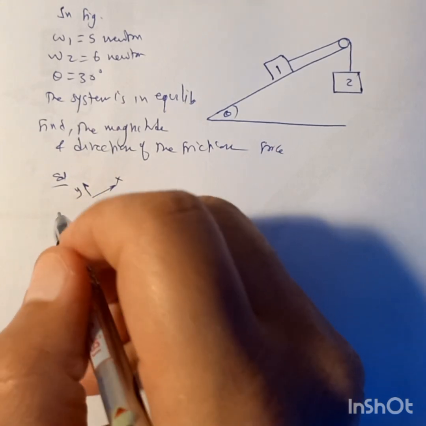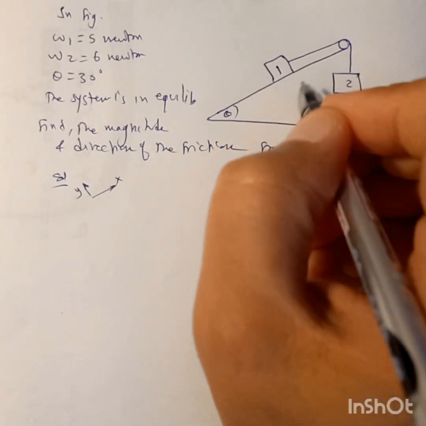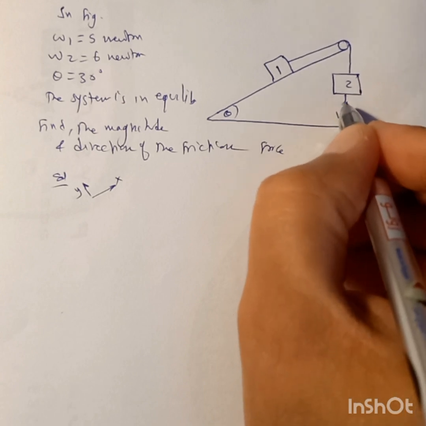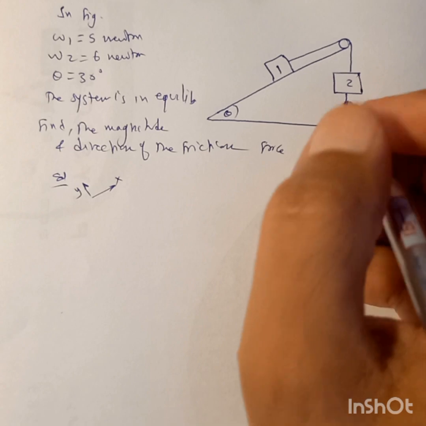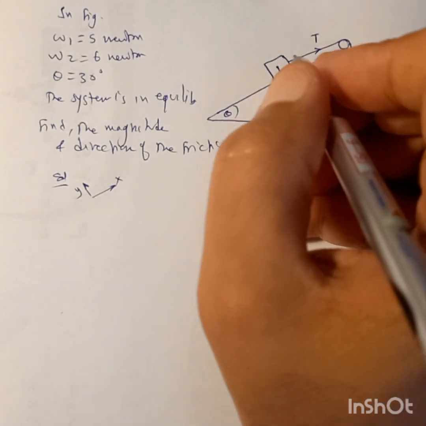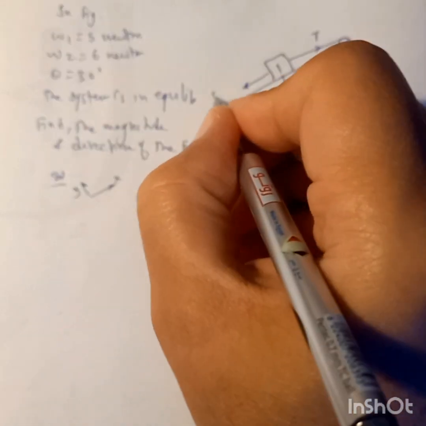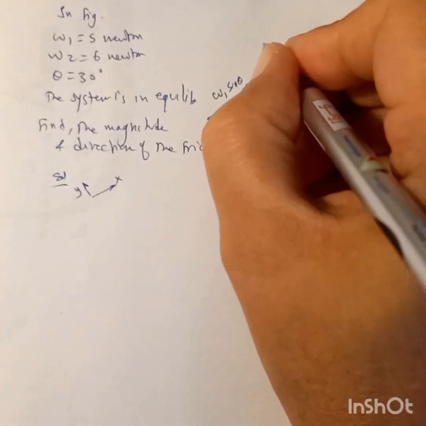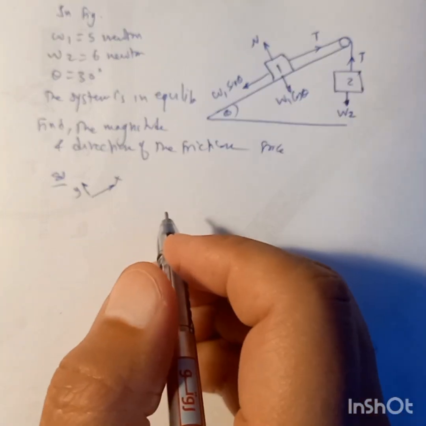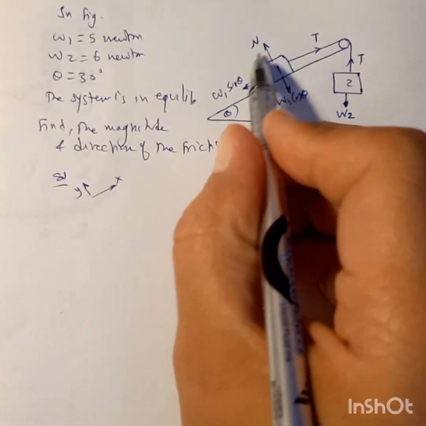Okay, and we have to find the forces acting upon each of these two bodies. Here for this suspended body we have W2 in the vertical downwards direction. We have tension here, and we have the same tension here as it's the same wire. Here we have W1 cosine theta, and this component W1 sine theta, and we have the normal reaction of this inclined plane on this body. Now we have to apply the equilibrium equation on this body and on this body.